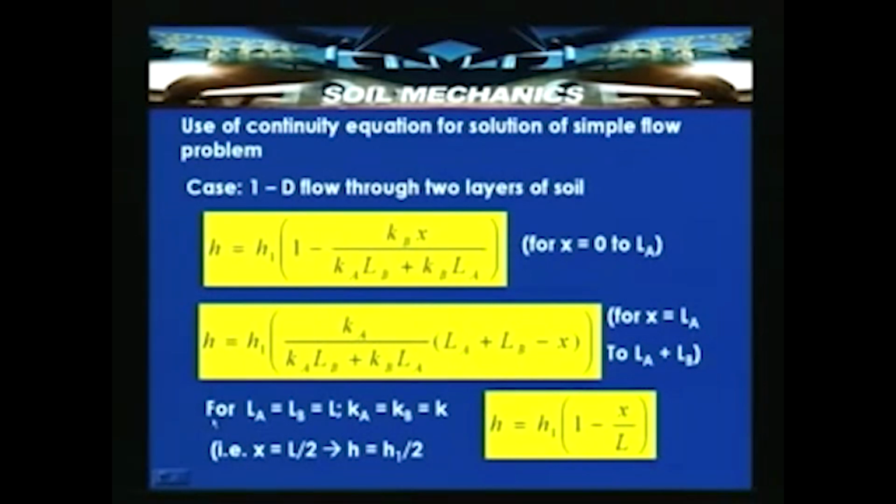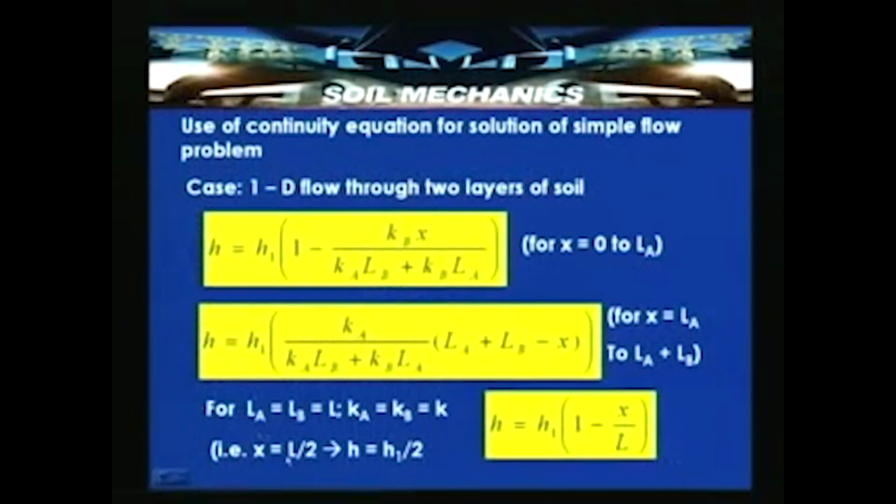So, this is an expression for two soil layers, that is, two soil types A and B having lengths LA and LB placed in a container having cross section area A, where the flow is occurring from point 1 to point 3. So, we try to determine by using the continuity equation the head at any point. That same concept can be applied, as we discussed in the beginning.